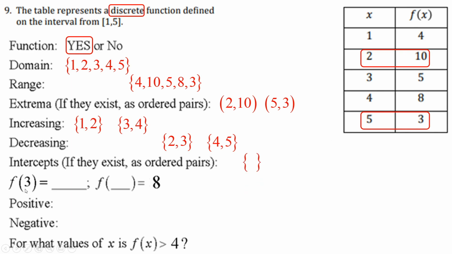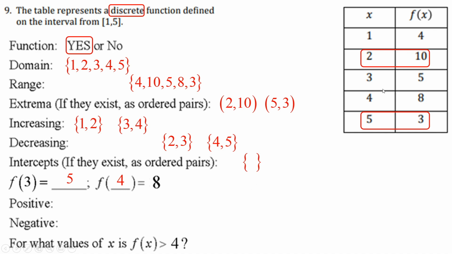Function notation: f of x equals 3 is what y value? Well, when x equals 3, f of 3 is 5. And when I have a y value of 8, what x value gives me that 8? So f of what x is 8? So I find the y equals 8, and see that x right there, 4. f of 4 is 8.